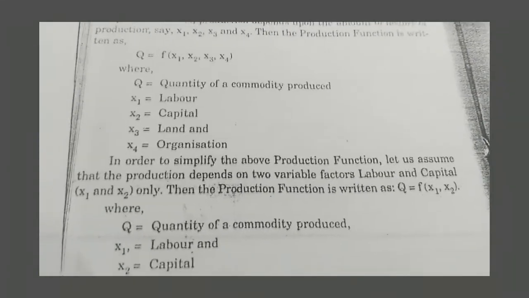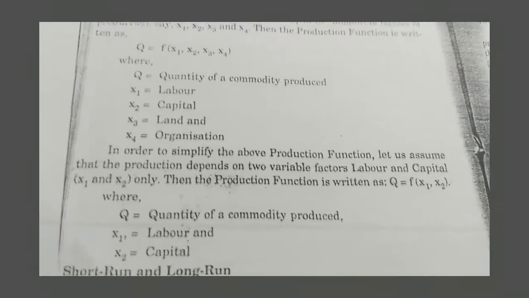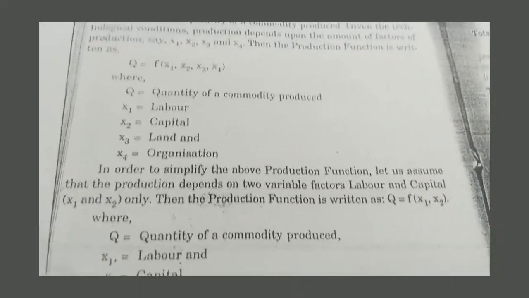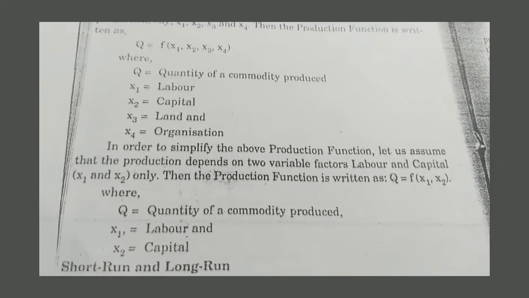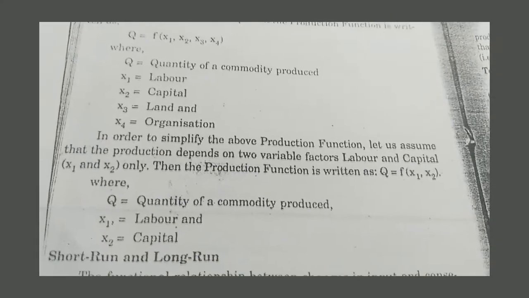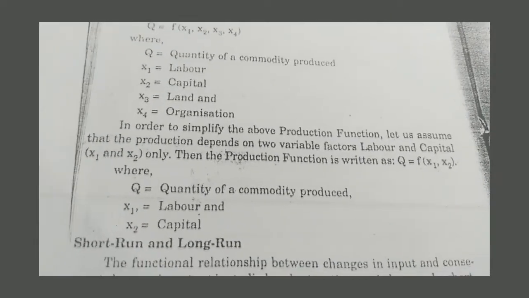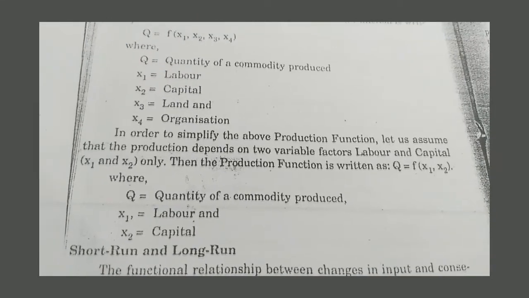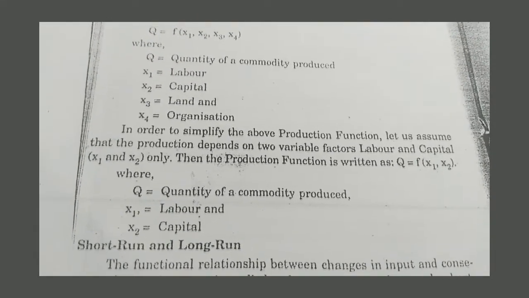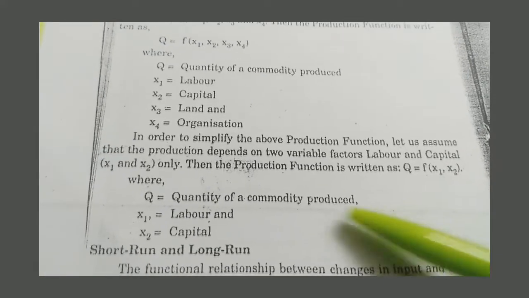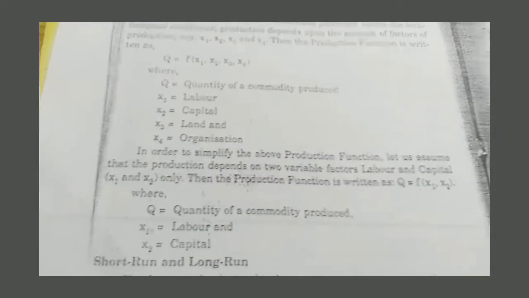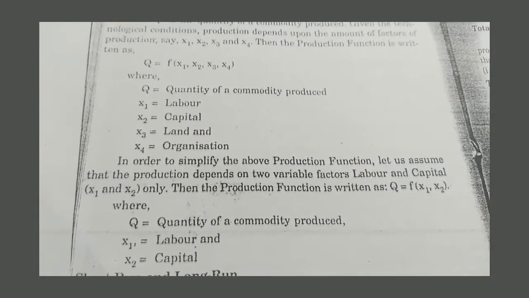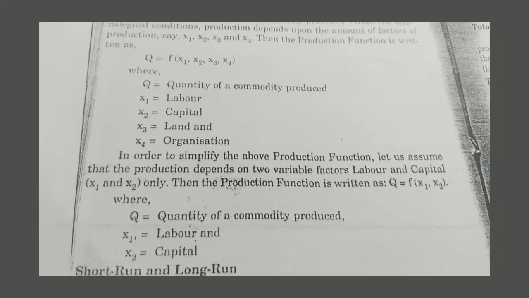Let's see in detail. It is well known that the production of a commodity depends on four factors of production, namely land, labor, capital, and organization. Let Q be the quantity of commodity produced. Given the technological conditions, production depends upon the amount of factors of production, say X1, X2, X3, and X4. The production function is written as Q equals F of X1, X2, X3, and X4. X1 labor, X2 capital, X3 land, and X4 organization.